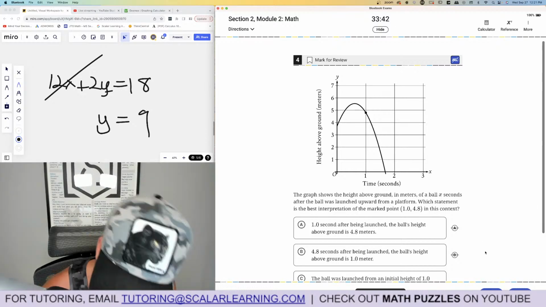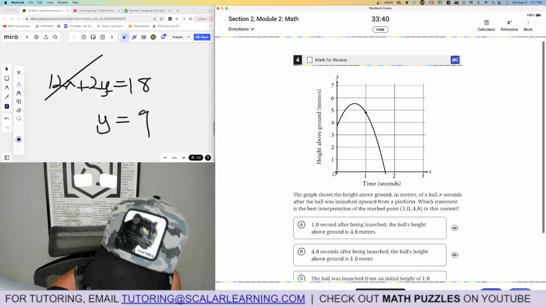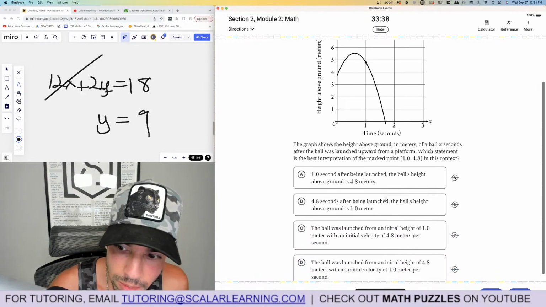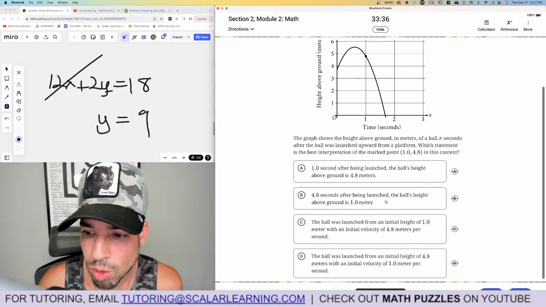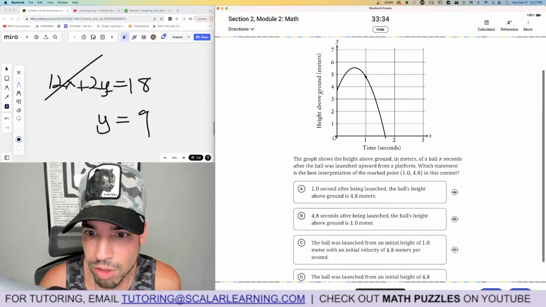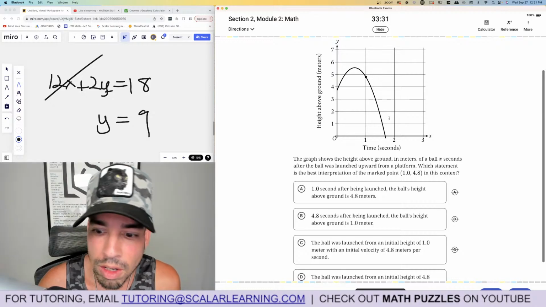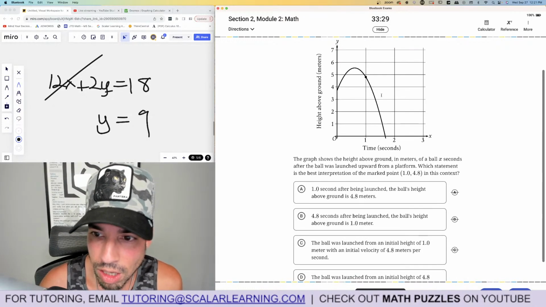Number 4. The graph shows the height above the ground in meters of a ball x seconds after the ball is launched outward from the platform. Let's take a look at the graph. So here's the height, here's the time. Which statement is the best interpretation of this point?